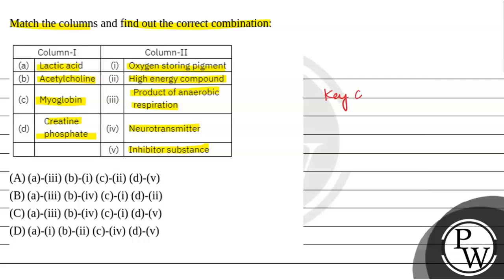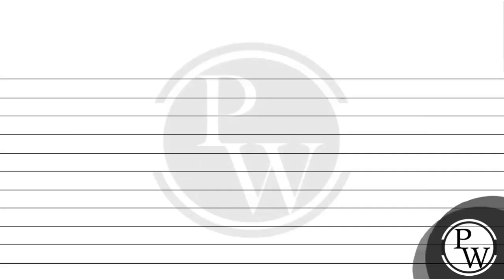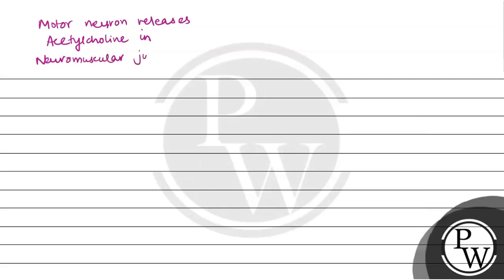Before solving the question, let's come to the key concept. The key concept of this question is muscle contraction. सबसे पहले स्टार्ट होता है when a motor neuron releases acetylcholine in the neuromuscular junction. न्यूरोमस्कुलर जंक्शन पे एसिटाइलकोलिन रिलीज करता है मोटर न्यूरॉन. दिस एसिटाइलकोलिन रीचेस द sarcolemma of the muscle.